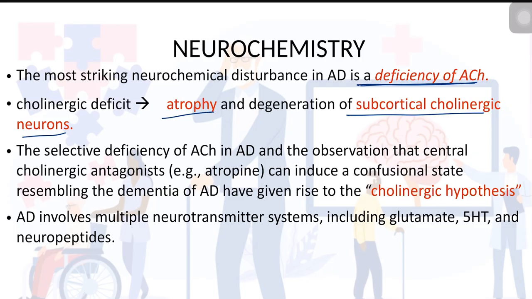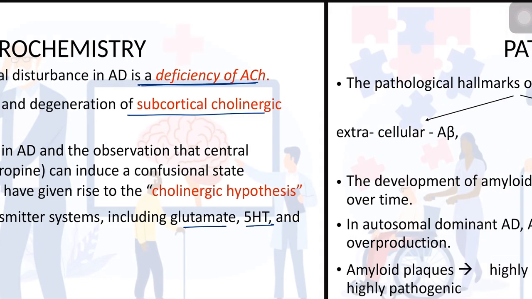There is selective deficiency of acetylcholine in Alzheimer's disease, and the observation that central cholinergic antagonists, for example atropine, can induce a confusional state resembling the dementia of Alzheimer's disease eventually gave rise to the cholinergic hypothesis. Other than acetylcholine, there are more neurotransmitters involved, which are glutamate, serotonin and neuropeptides.